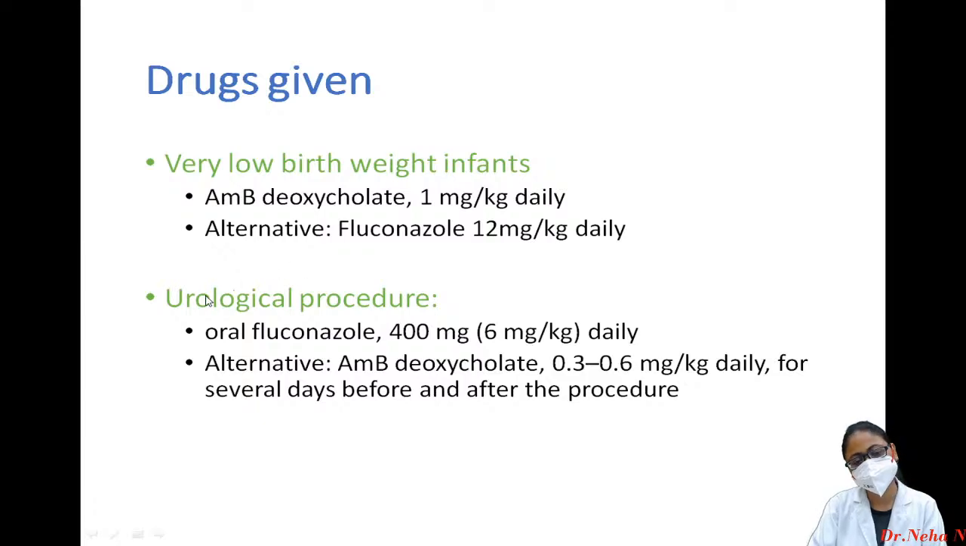And the third group are the patients in which a urological procedure is planned. The first line treatment is again oral fluconazole, that is 400 mg at a dose of 6 mg per kg daily, and one alternative is amphotericin B deoxycholate, that is 0.3 to 0.6 mg per kg daily for several days before and after the procedure.